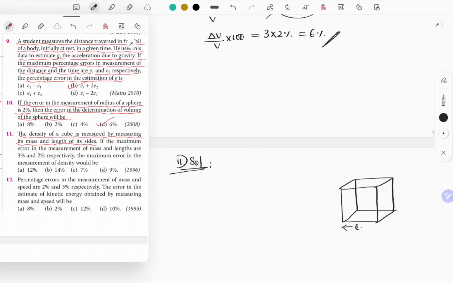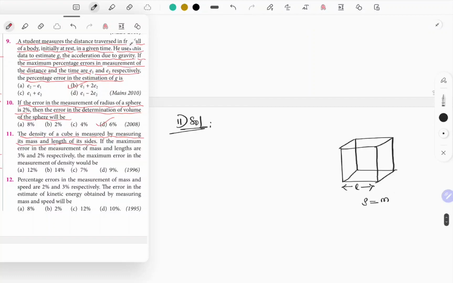Let's say length of this cube is L. As this is a cube, density formula is mass per volume of that cube. Okay. So what about volume of the cube? Volume is equal to L cube. Volume of this cube is equal to L cube. That is length into breadth into height. As this is a cube, all of them are equal.